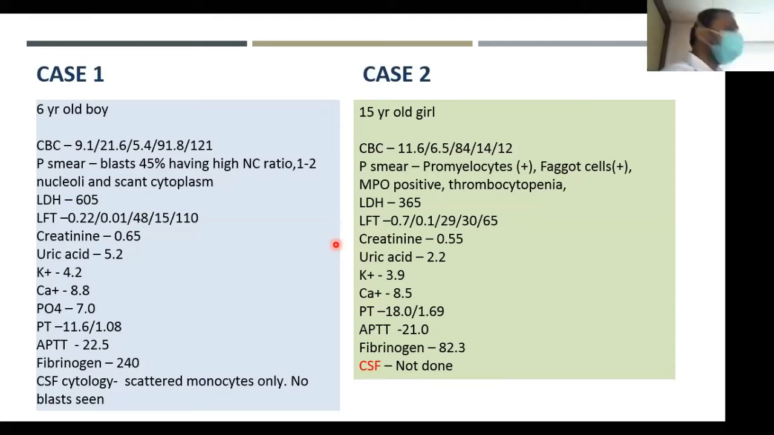CSF not done. Should I do CSF? First of all, with APML, she has no CNS symptoms. Second, unless she has symptoms, I don't intend to give CNS prophylaxis or anything. Third, she has an extreme coagulopathy situation. I need not poke her.